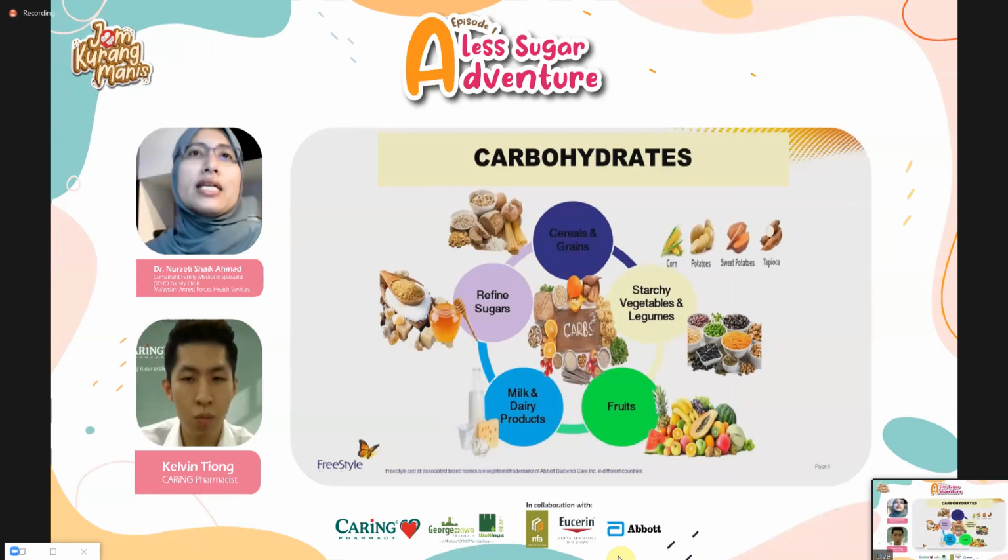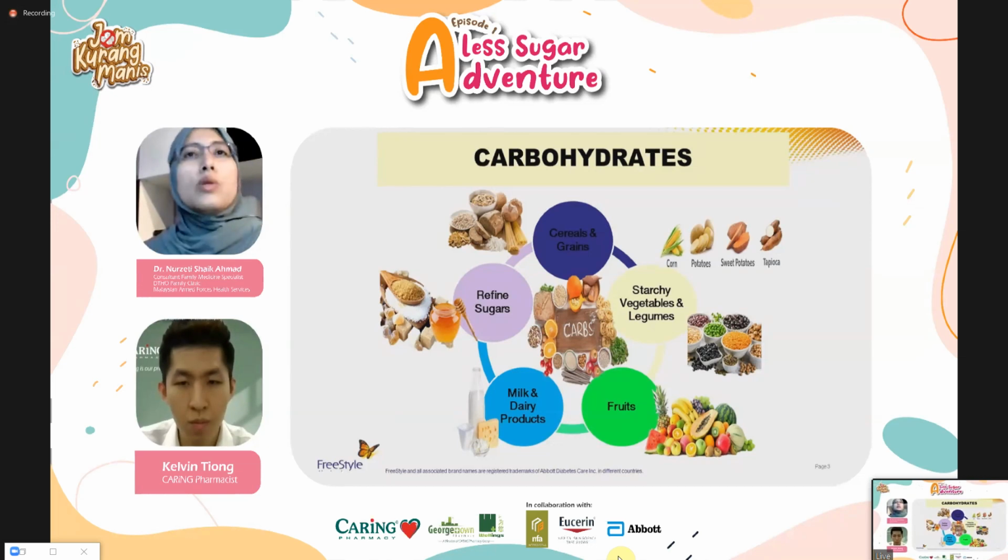As you can see, there are so many foods under this carbohydrate group: cereal and grains, starchy vegetables and legumes, fruits, even the healthy fruits, and the healthy milk and dairy products. They are considered healthy food, but they still contain sugar. And in diabetic patients, they might not be able to tolerate the sugar.